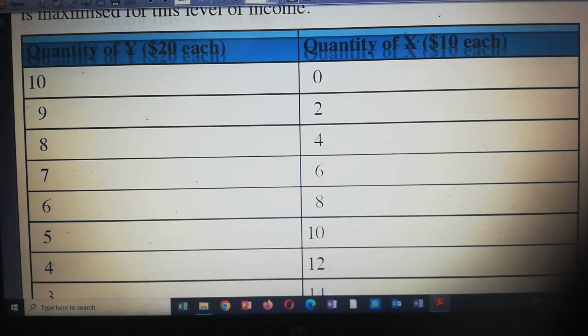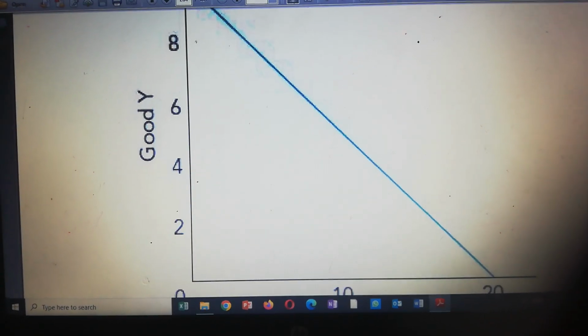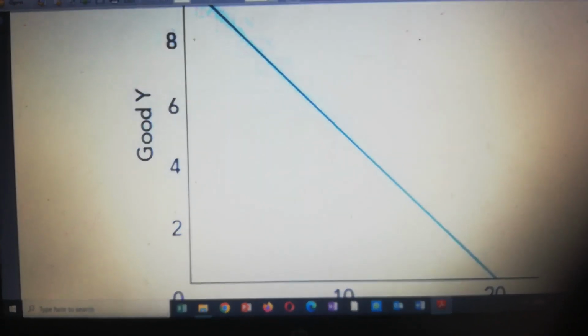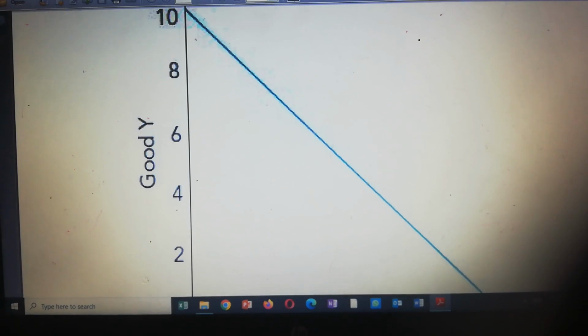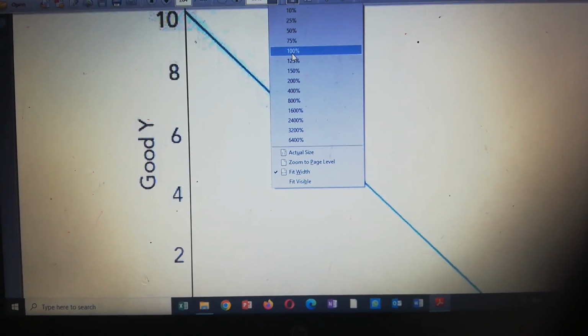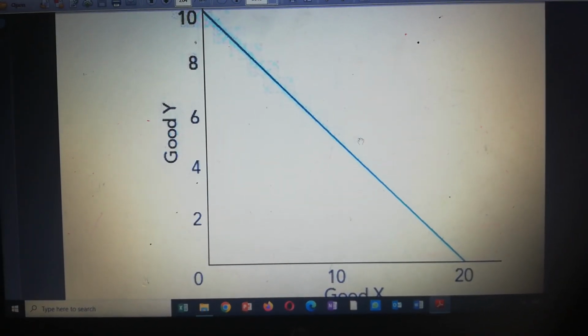Which we now call the what? The budget line. As you can see here, this is the budget line. What we simply did here is we plotted the information on this particular graph here. So it actually gives us what we call the budget line.